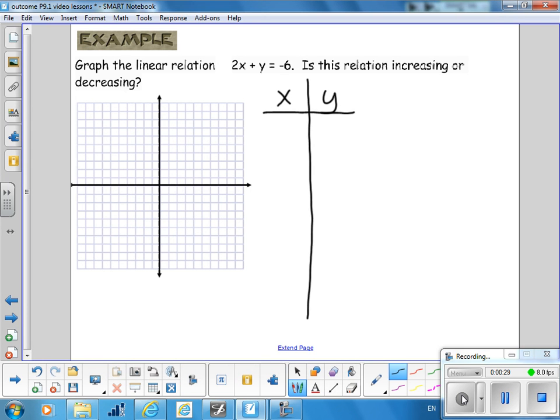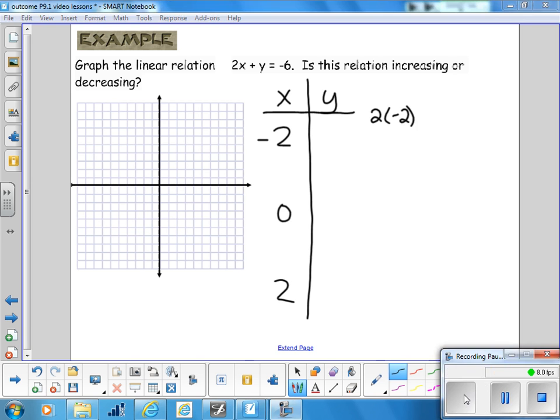So as in the previous lesson, you can choose any x values you want. However, a good recommendation would be 1 negative, 0, and 1 positive. So I'm going to start with -2, 0, and +2. So we substitute -2 into the x value. So 2 times -2 is -4.